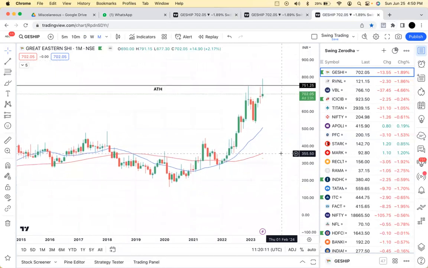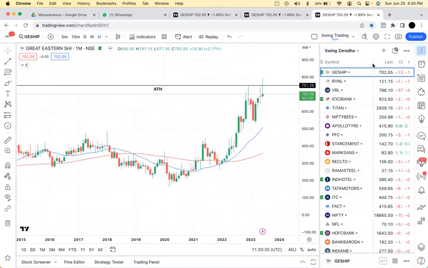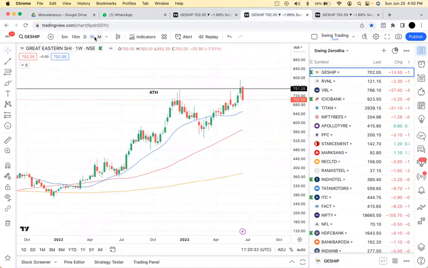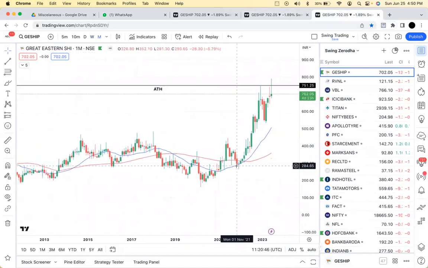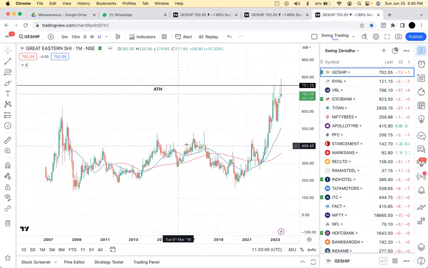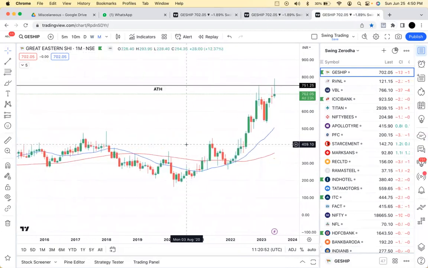Now here you'll notice that there is no 200 period moving average because this GE Shipping, or Great Eastern Shipping, the company has not been listed for this many years. And so you only see the 20 period and the 60 period moving average. Now I go to the weekly chart, and there you do see the 20, the 60, and the 200 period moving average. See that? And so that shows that right now, for quite some time, it's been sideways. Okay, but that's on the monthly.